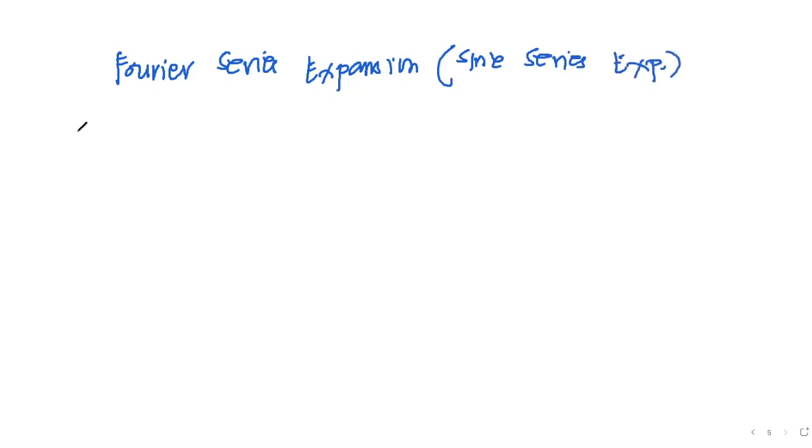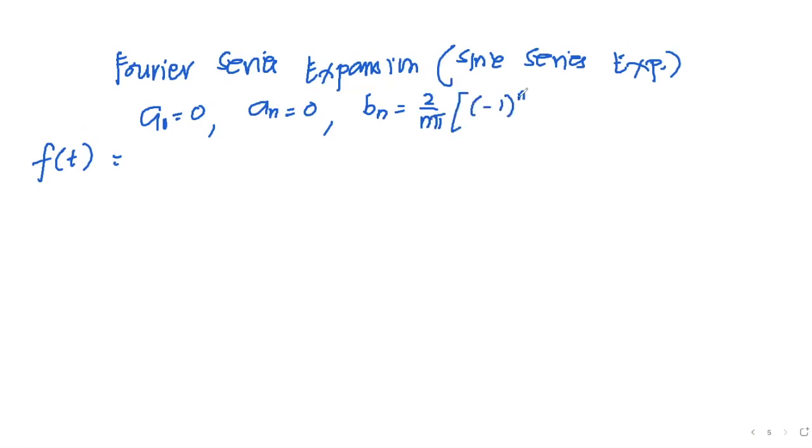Now, the final step is to write the Fourier series expansion of this odd periodic function, or we call this the sine series expansion. For an odd periodic function, remember that a sub 0 and a sub n are equal to 0. We have b sub n equal to 2 over n pi times the quantity negative 1 raised to n minus 2 over n pi cosine of n pi over 2.